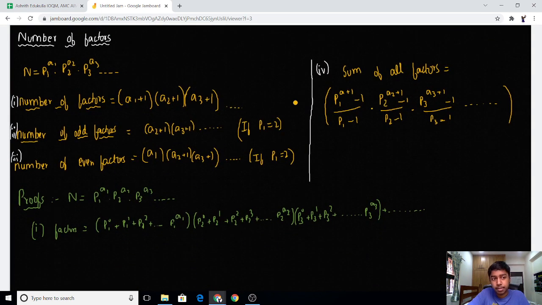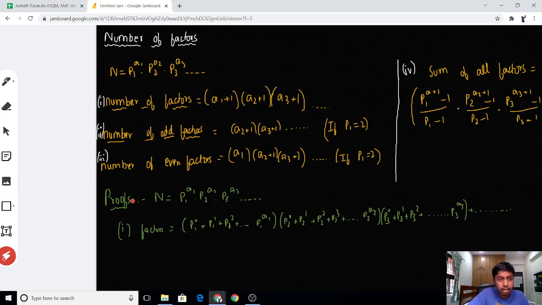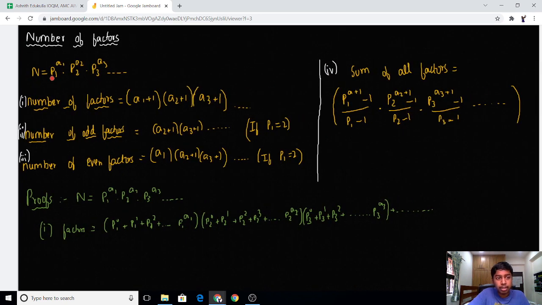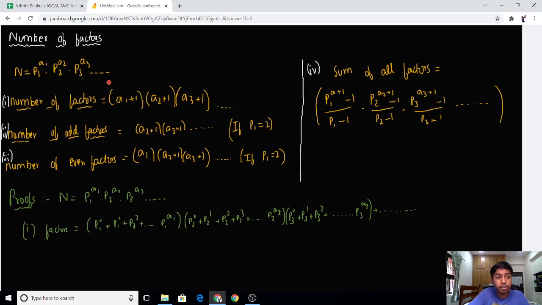Now, the number of factors. I have a number in factorized form: p1 power a1 into p2 power a2 into p3 power a3, and so on. The number of factors of this number n is (a1 plus 1) into (a2 plus 1) into (a3 plus 1), and so on. For the number of odd factors, you just need to remove this, and then you need to just write. And why do I need to remove this?